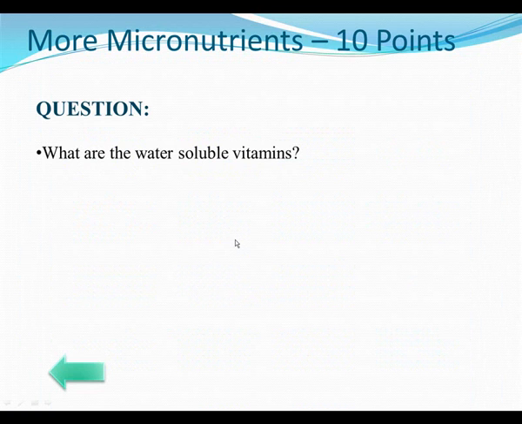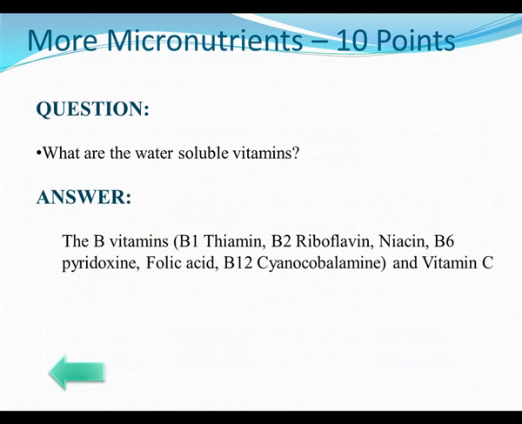What are the water-soluble vitamins? The B vitamins are water-soluble. You see those listed there. B1, which is thiamine. B2, which is riboflavin, niacin. B6, which is pyridoxine. Folic acid. B12, which is cyanocobalamin. I never can pronounce that. The B vitamins are water-soluble vitamins, as well as vitamin C.